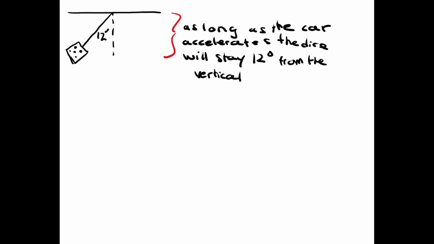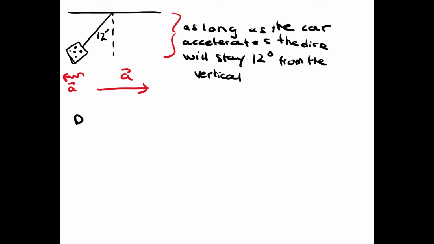Okay, so what we want to do now is find the acceleration of the car that is causing the dice to stay 12 degrees from the vertical. Because the car is accelerating, for argument's sake, in this direction, this is the acceleration of the car, and therefore the dice have fictitious acceleration in this direction, right? So what we want to do is draw a free body diagram of the dice first, so that'll be our step one.